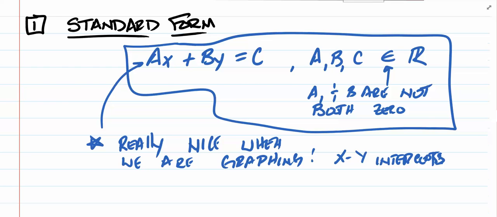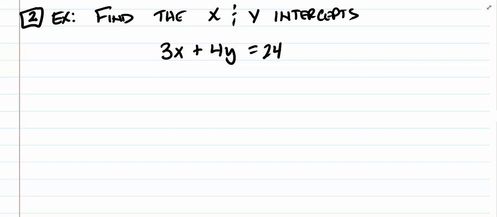Okay, so here's a great example as to why standard form is so nice when graphing. We're going to use it to find the x and the y intercept. We have 3x plus 4y equals 24. First, let's recognize that the value of a is 3, the value of b is 4, the value of c is 24. All of those are real numbers, and 3 and 4 are not both 0 at the same time. So far, so good.